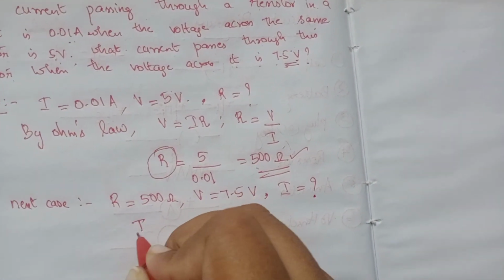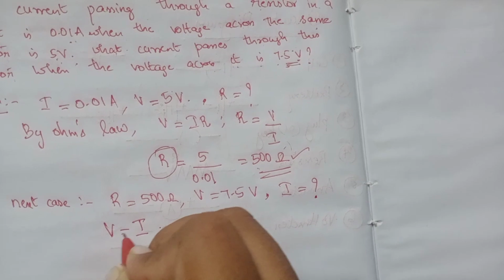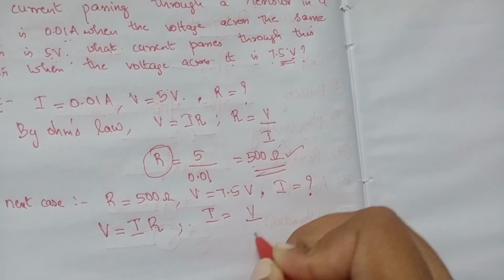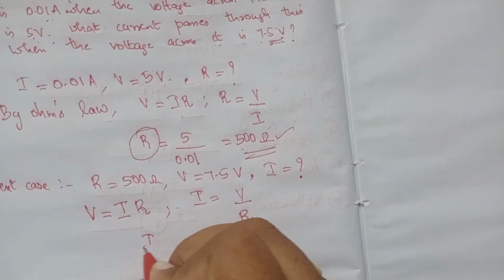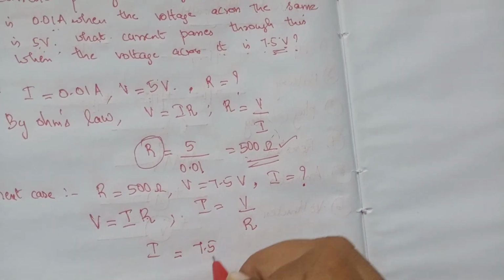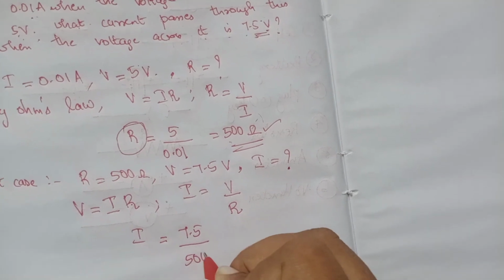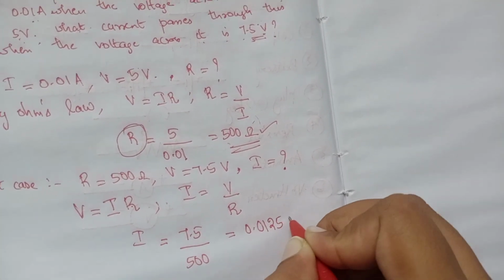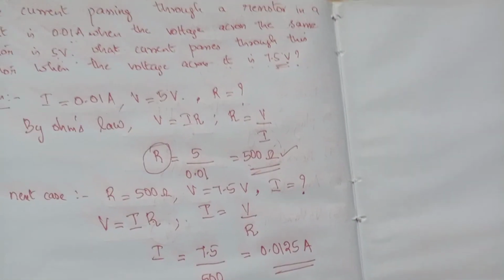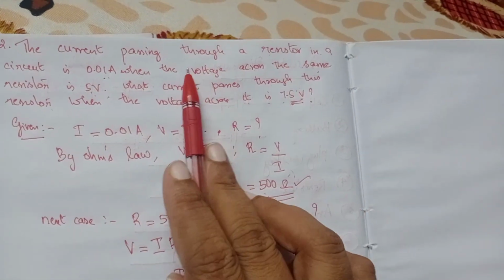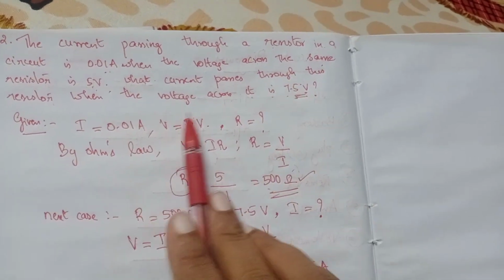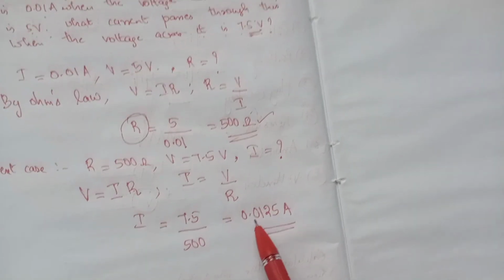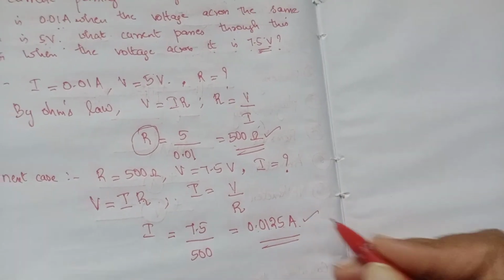We know that V is equal to I into R, so from this we can write I is equal to V by R, right? So I is equal to 7.5, the value for V, divided by the value for R, which is 500. This gives the value as 0.0125 ampere. So the question was to find the value of the current when the voltage across the resistor is 7.5 volt, and we found it as 0.0125 ampere.